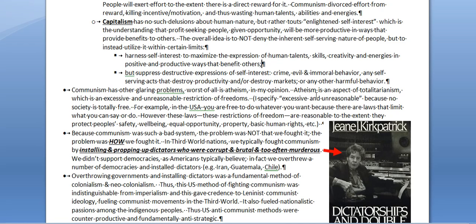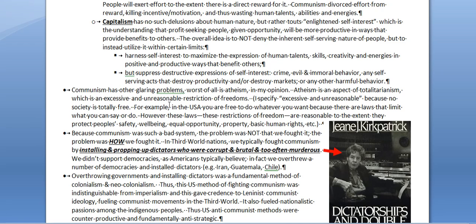Atheism is an aspect of totalitarianism, which is an excessive and unreasonable restriction of freedoms. I specify excessive and unreasonable because no society is totally free. For example, in the USA, you are not free to do whatever you want because there are laws that limit what you can say or do. You can't yell fire in a crowded theater, for example. That's an old cliche, right?